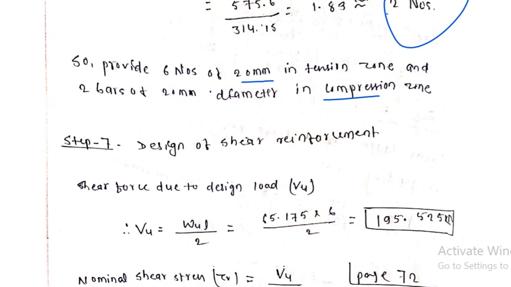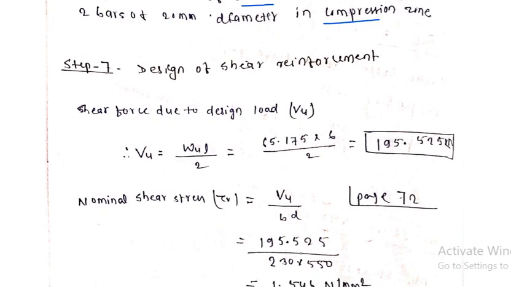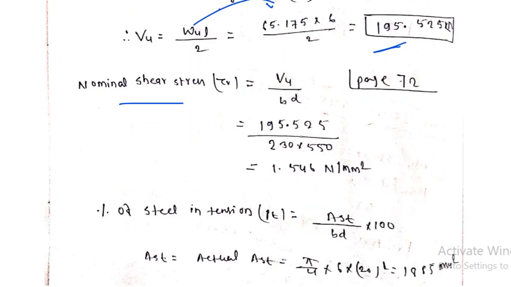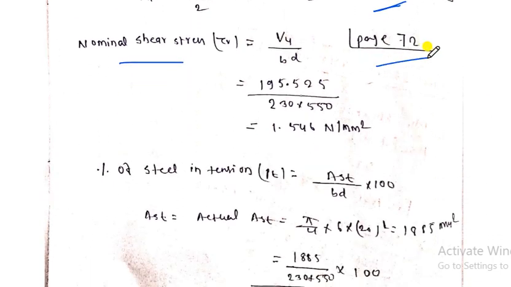Here also we need to calculate the shear force due to the design load, that is VU. The VU formula is W into L by 2. The W value you know from step 1, the L value is 6, divided by 2, and it comes to 195.525 kilonewtons. Now we will calculate the nominal shear stress, tau V. This formula is given on page number 72 of the IS code book. VU we have already calculated, B is the width, and D is the effective depth.